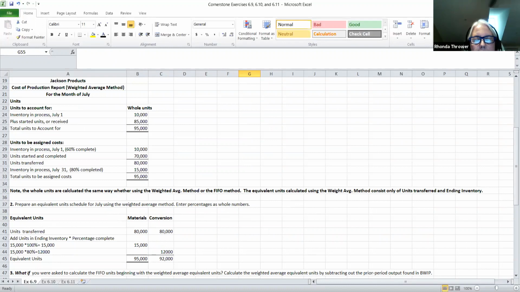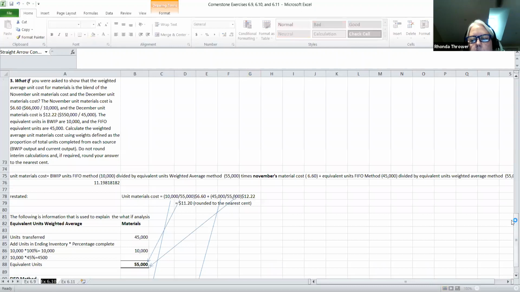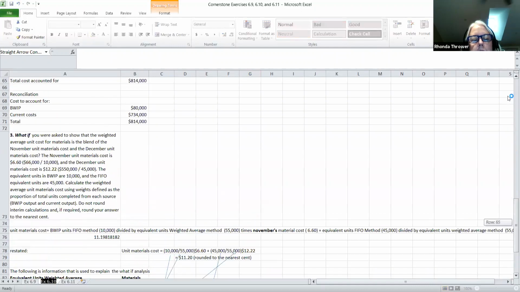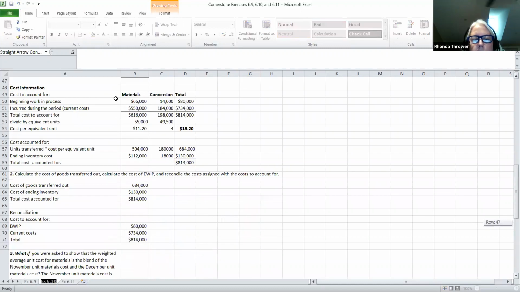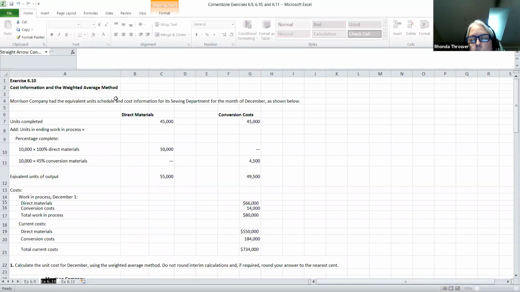So let's move to the next exercise, which is 610. In this exercise, we're going to add the cost information to the unit information. In other words, we're going to do an entire cost of production report using the weighted average method. So this time we're going to be the Morrison Company, and they had equivalent unit schedule cost information for their sewing department. And this time it's going to be for the month of December.